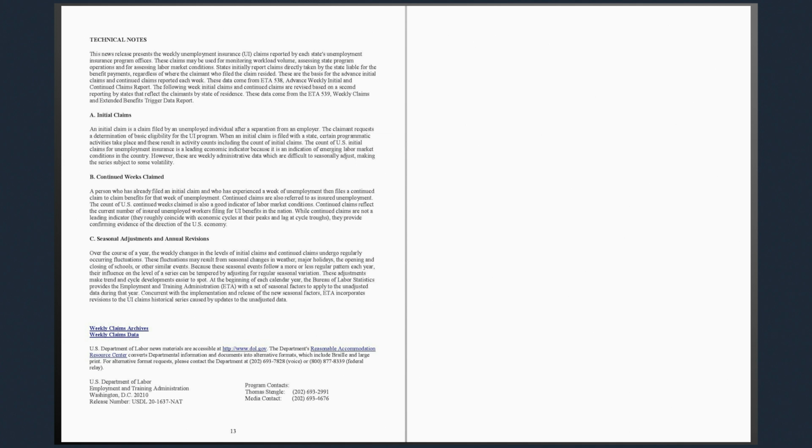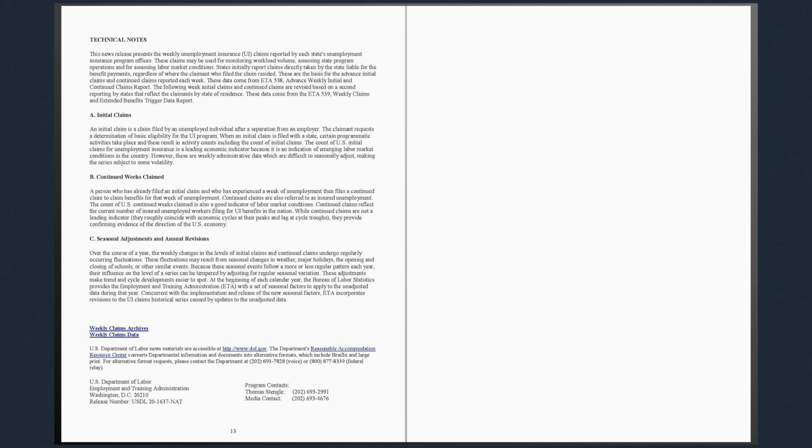offices. These claims may be used for monitoring workload volume, assessing state program operations, and for assessing labor market conditions. States initially report claims directly taken by the state liable for the benefit payments, regardless of where the claimant who filed the claim resided. These are the basis for the advance initial claims and continued claims reported each week. These data come from ETA 538, Advance Weekly Initial and Continued Claims Report. The following week initial claims and continued claims are revised based on a second reporting by states that reflect the claimants by state of residence.